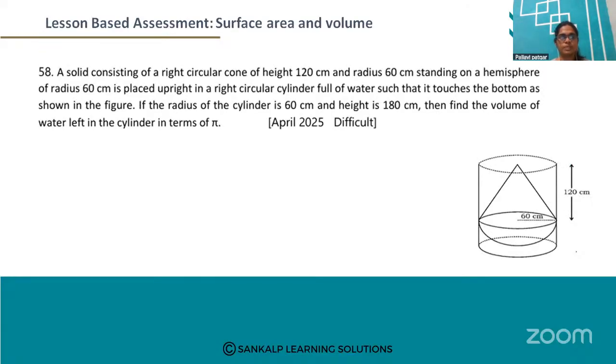Look at the question number 58. A solid consisting of a right circular cone of height 120 centimeter and radius 60 centimeter standing on a hemisphere of radius 60 centimeter is placed upright in a right circular cylinder full of water such that it touches the bottom as shown in the figure. If the radius of the cylinder is 60 centimeter and height is 180 centimeter, then find the volume of the water left in the cylinder in terms of pi.